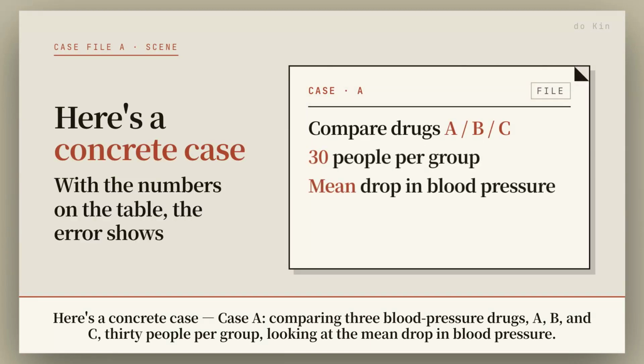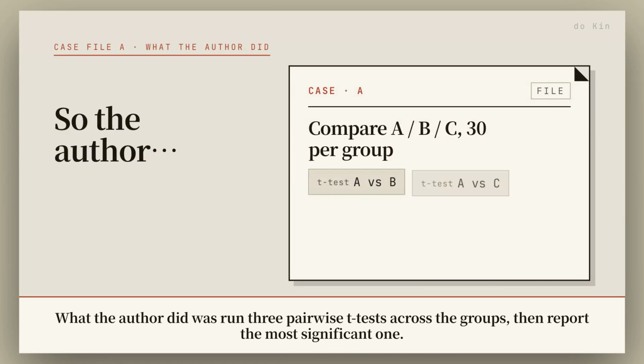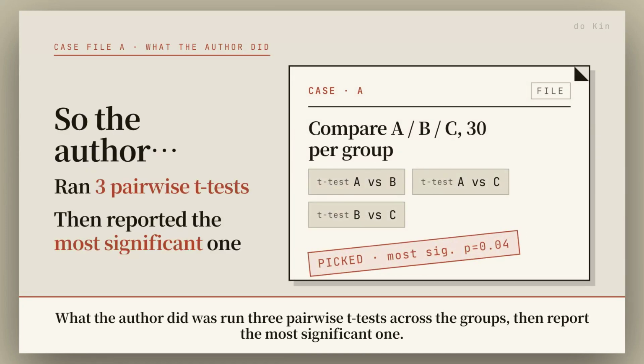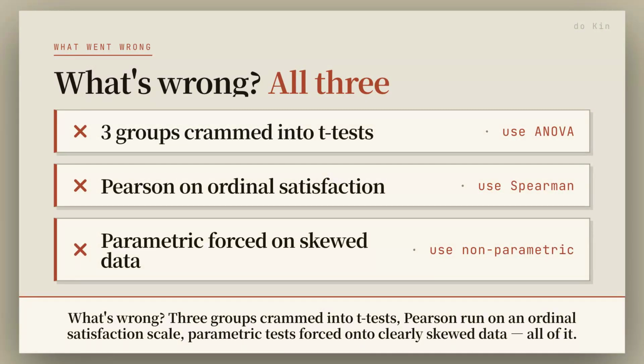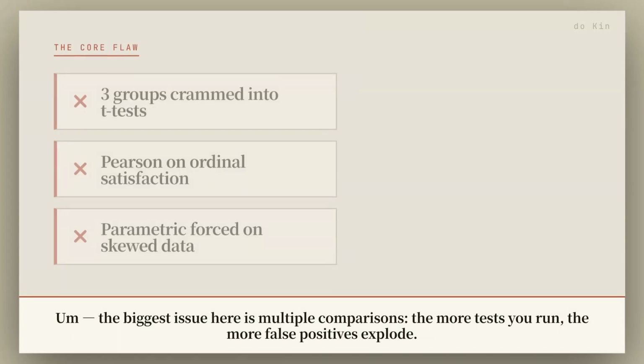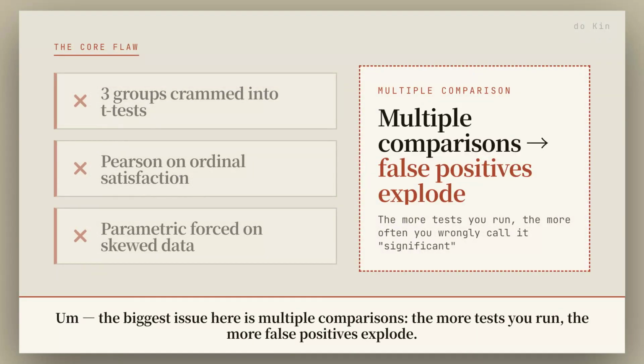Here's a concrete case. Case A, comparing 3 blood pressure drugs, A, B, and C, 30 people per group, looking at the mean drop in blood pressure. What the author did was run 3 pairwise t-tests across the groups, then report the most significant one. What's wrong? 3 groups crammed into t-tests, Pearson run on an ordinal satisfaction scale, parametric tests forced onto clearly skewed data. All of it. The biggest issue here is multiple comparisons.